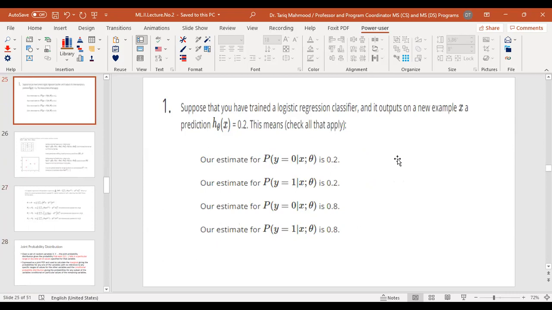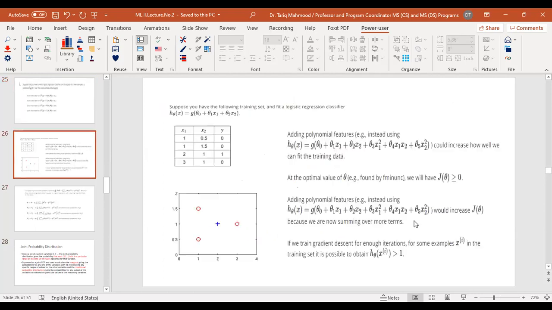Okay, suppose you have trained a logistic regression classifier and its output on a new example X, a prediction h theta x equals 0.2. So the output of the logistic function is 0.2. This means that by default the class is 1. So when I say the prediction is 0.2, then that is actually the predicted value for the positive class. So our estimate for P y equals 1 given x comma theta is 0.2, and the other one is the same thing, okay? Because it's just 1 minus that.